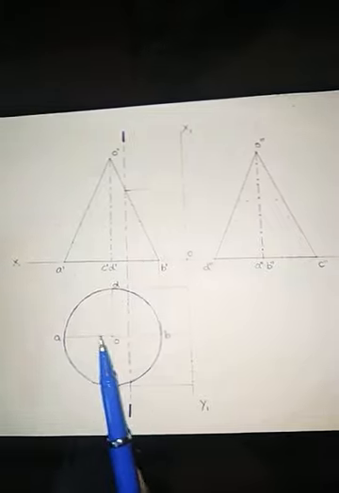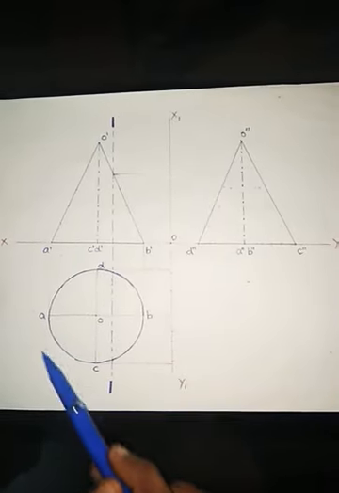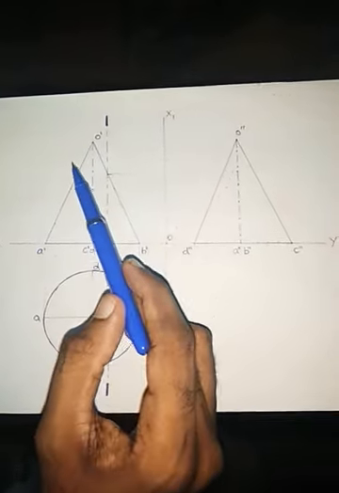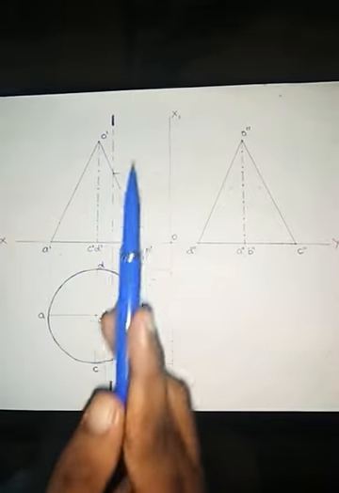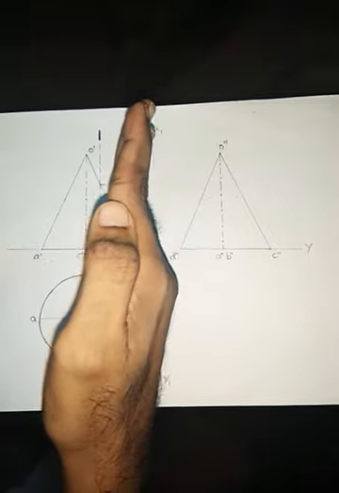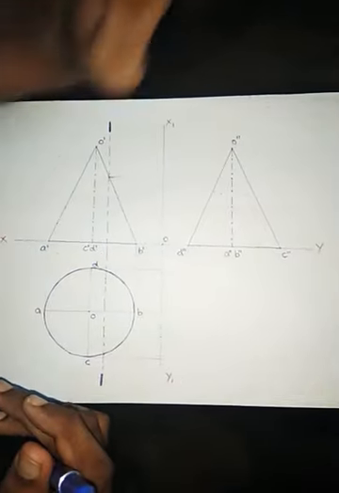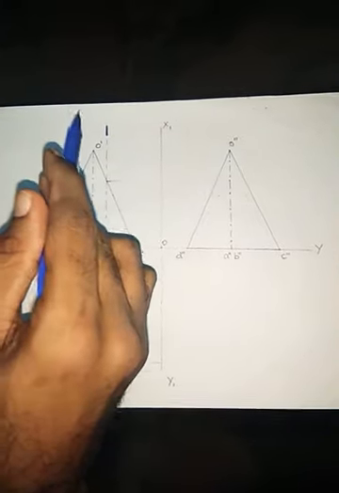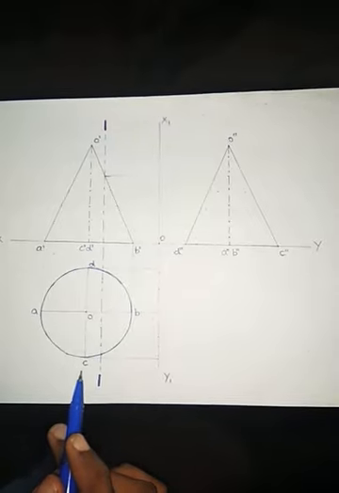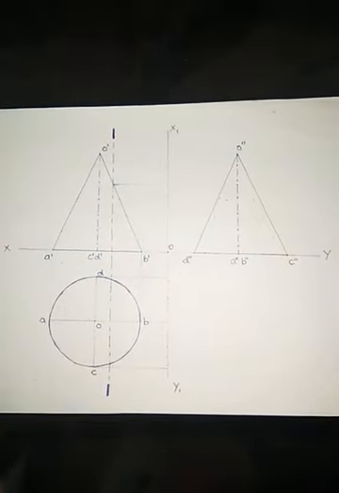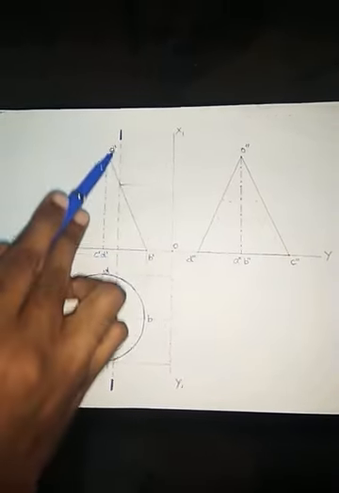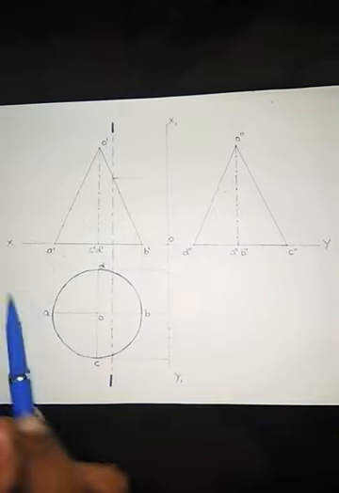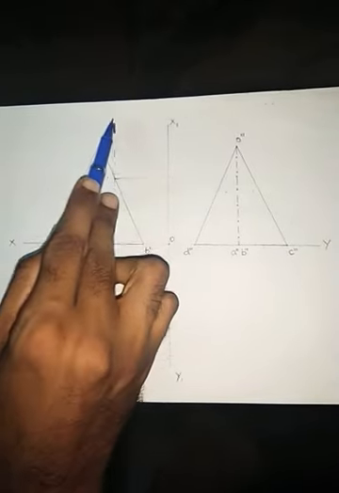So we have a cone. The diameter of the base is given as 60 mm, the axis is 70 mm, and it is said that the section plane should be perpendicular to both HP and VP. That means the section plane will be like this. It will be a perpendicular plane in the top view and front view, so we will see a vertical line in both views. We will get a section plane like this.